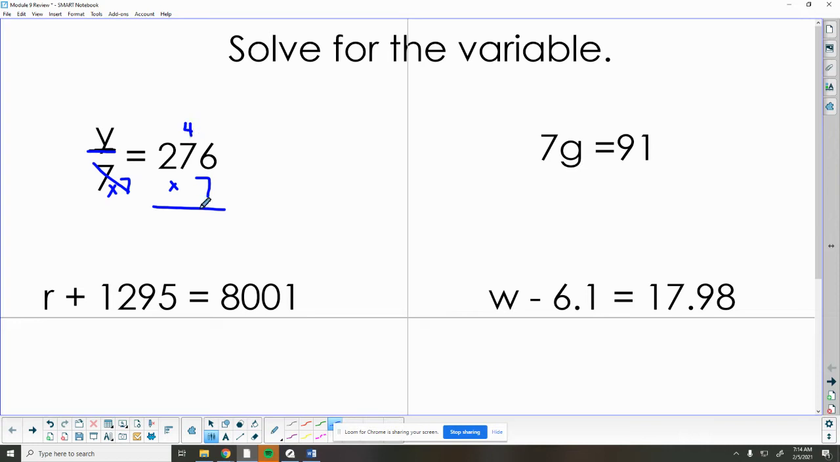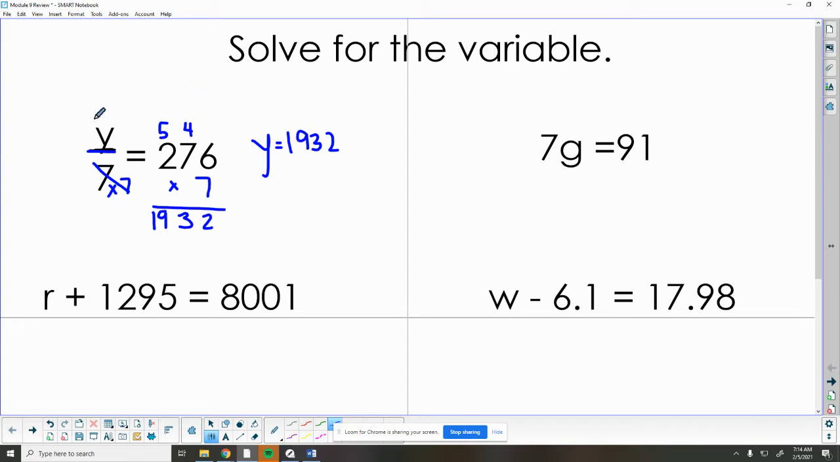So here we have 42. 49 plus 4 is 53. 14 plus 5 is 19. So I am saying that y equals 1,932. It's a good idea to plug it back in and check.